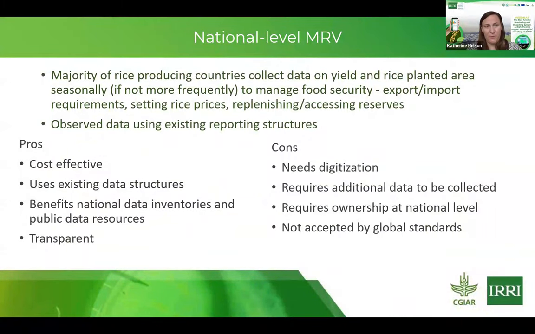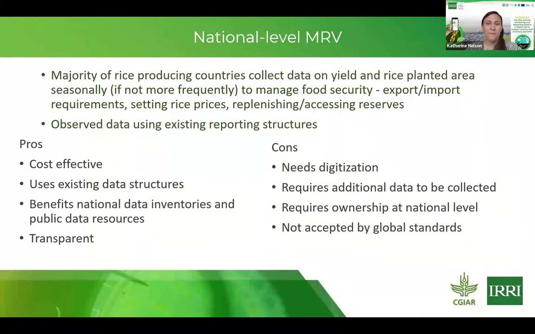So at national level MRV, the majority of rice producing countries are collecting data on something at least. They're generally collecting data on yield and rice planted area in order to manage their food security, which includes import and export requirements, how they set rice prices, and replenishing or accessing their reserves. This is typically observed data that uses existing reporting lines. And the benefit of this is that it is quite cost effective because this data is already being collected through existing data structures. And it benefits national data inventories by having updated and more accurate information that is publicly available and transparent.